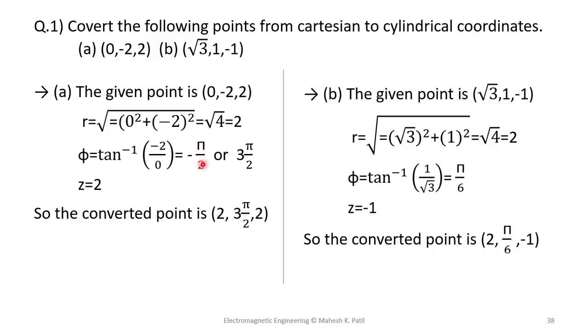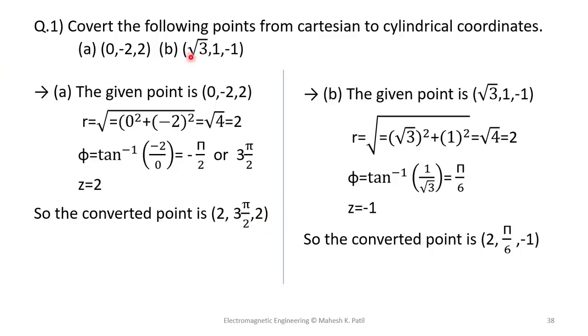but we can't write this minus pi by 2, means the angle is negative here. Here we are getting minus 90 degree, means it is 270 degree, therefore it can be written as 3 pi by 2, and z value itself is equal to what the z value mentioned here, so z equal to 2. So the converted point is 3 pi by 2, comma 2.